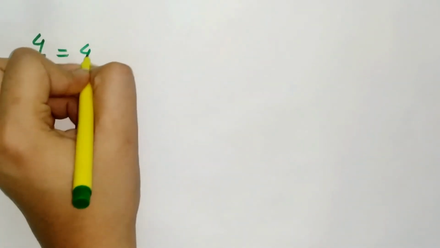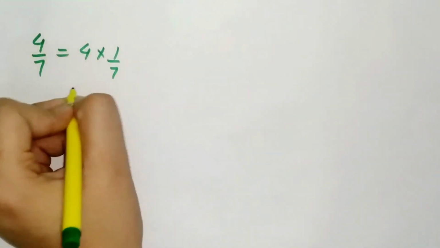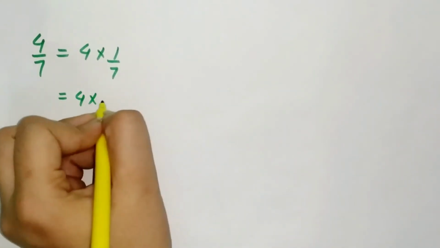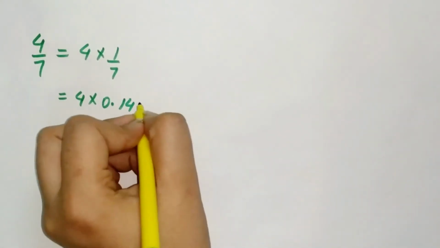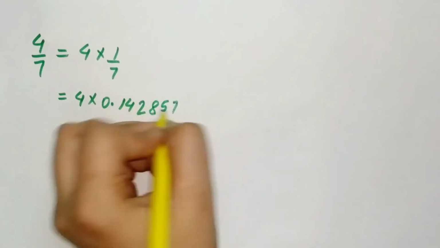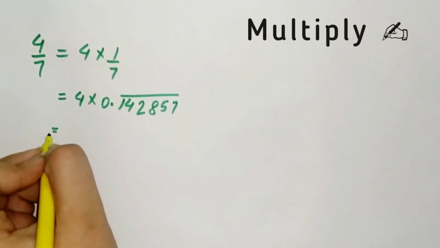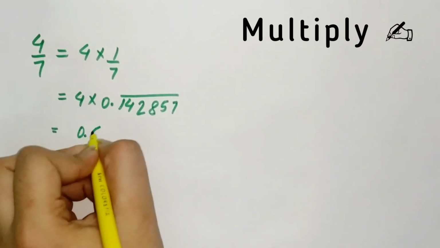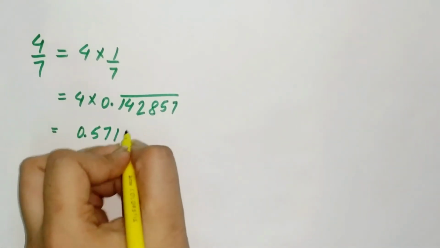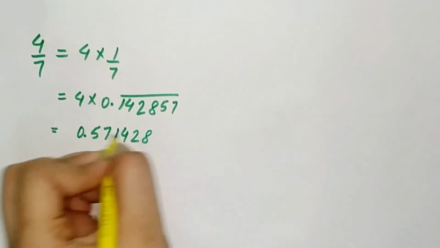4 by 7 is equal to 4 multiply 1 by 7. Again 4 multiply 0.142857 bar, which is equal to 0.571428 bar.